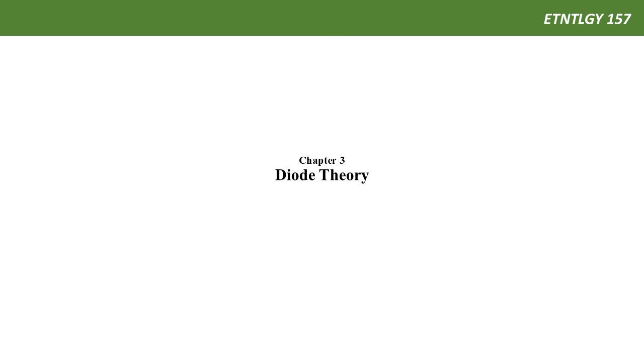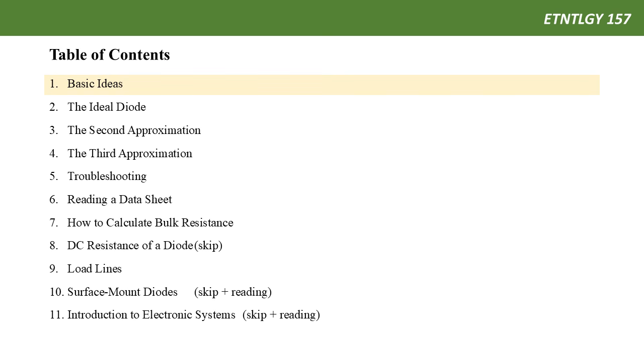3.1 The Diode Theory. In this chapter, there are 11 sessions. 3.1, that's the basic ideas of diodes. 3.2, we're going to discuss the ideal diode. 3.3, that's the second approximation. 3.4 is the third approximation.